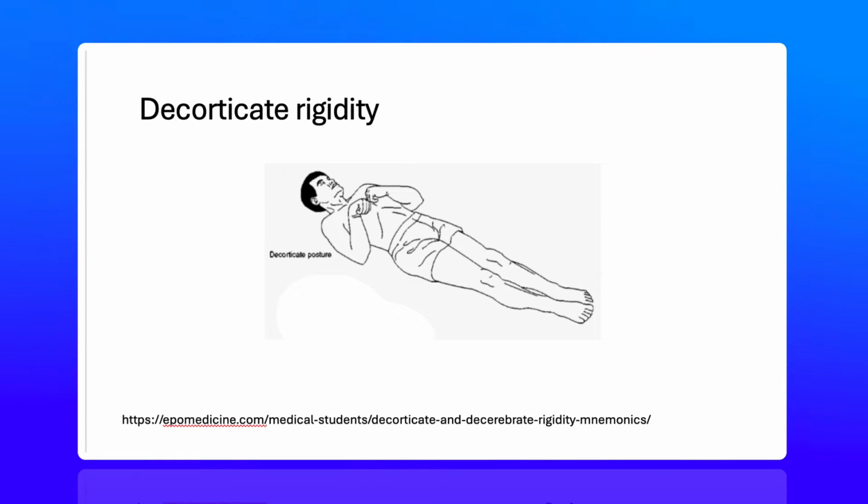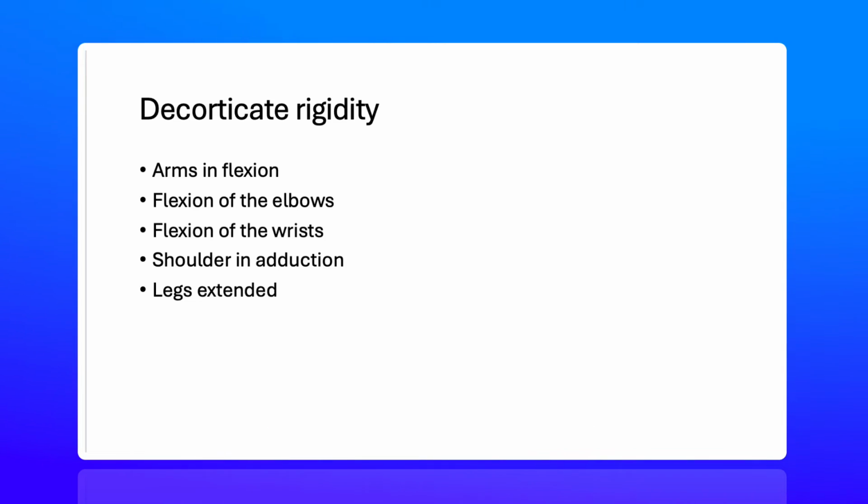I am also sure that you would have seen a patient with decorticate rigidity. The characteristic of decorticate rigidity is flexion of the upper limbs. This is as opposed to extension that's seen in decerebrate rigidity. However, in decorticate rigidity also there is extension of the lower limbs. The other features of the decorticate rigidity include adduction of the shoulders.